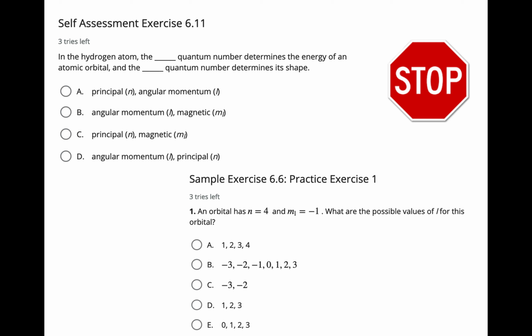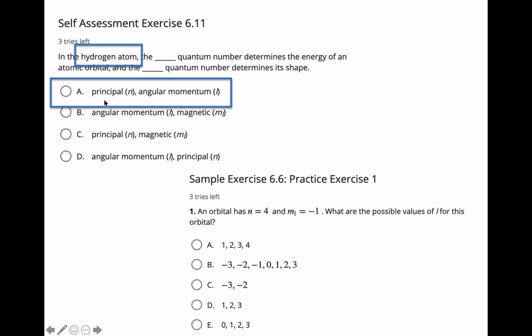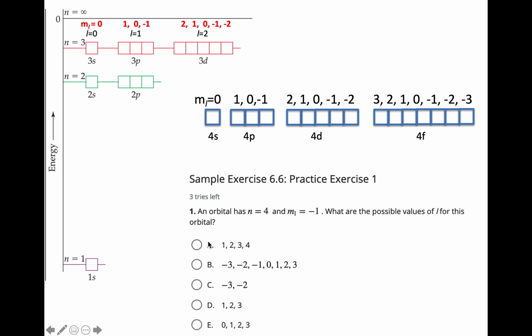The kinds of features I'd like to bring to your attention: first of all, this question is referring to the hydrogen atom. And the principal quantum number n determines the energy of the atomic orbital. We'll see that that is not precisely the case when we're looking at other atoms, but it is for hydrogen. And the angular momentum quantum number, that's what's determining the shape. To answer this one, it says an orbital has n equals 4, m sub L equals minus 1. What would be the possible values of L for this orbital?